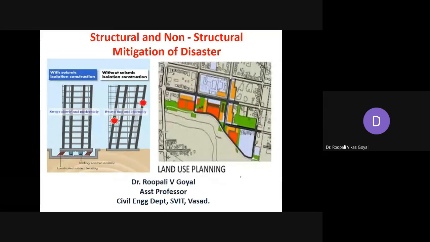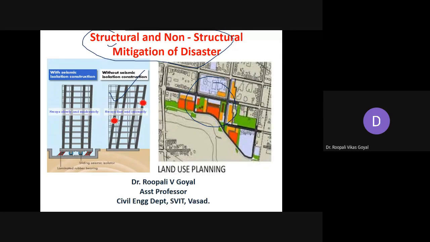Today we are going to discuss the topic called structural and non-structural mitigation of disaster. As the name suggests, structural means related to structure, and non-structural means it is not related to structure. So basically, aspects other than the structural aspect are included in the non-structural part.